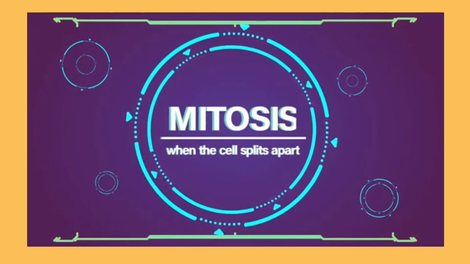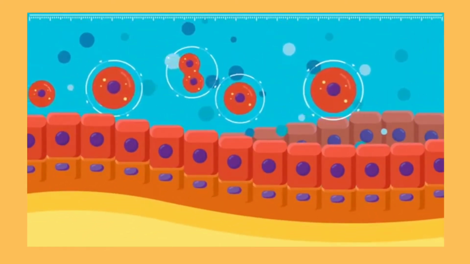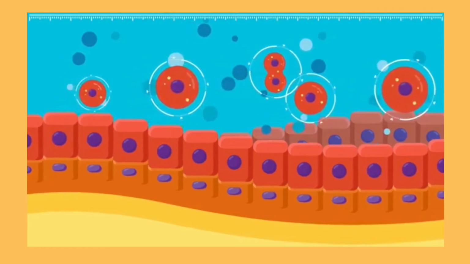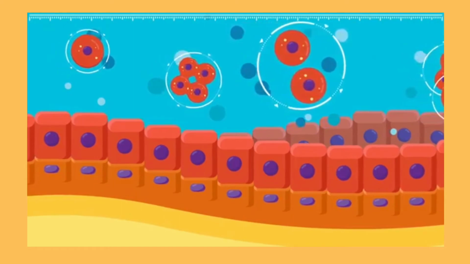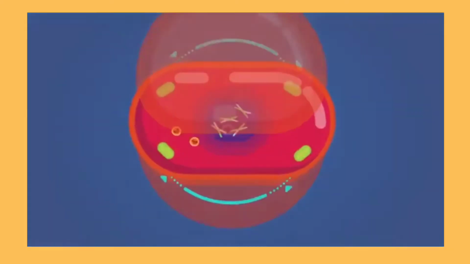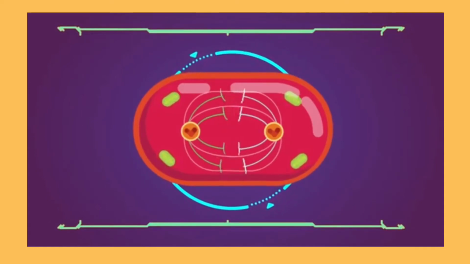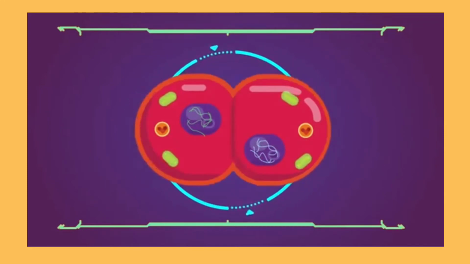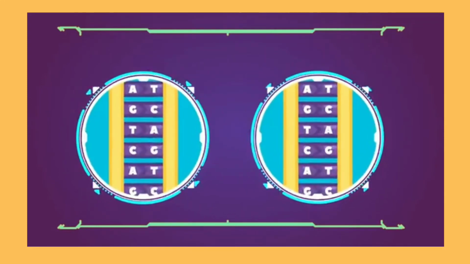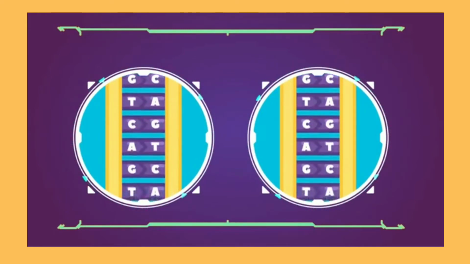Mitosis, when the cell splits apart. What is mitosis? Eventually, cells need to duplicate. There are two main methods of replication, mitosis and meiosis. This tutorial will talk about mitosis. The big idea to remember is that mitosis is the simple duplication of a cell and all its parts. It duplicates its DNA, and the two new cells, daughter cells, have the same pieces and genetic code. Two identical copies come from one original.